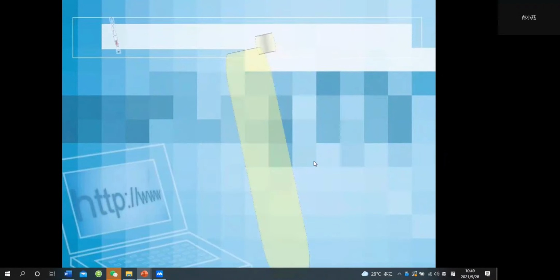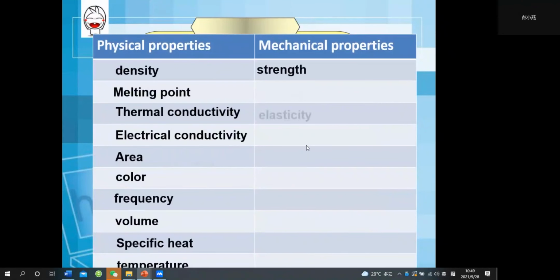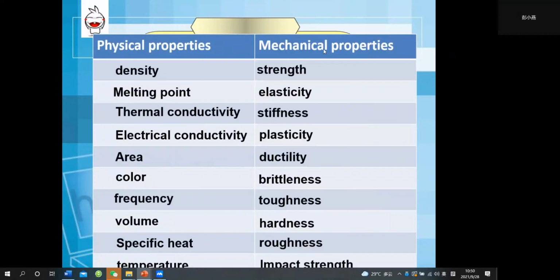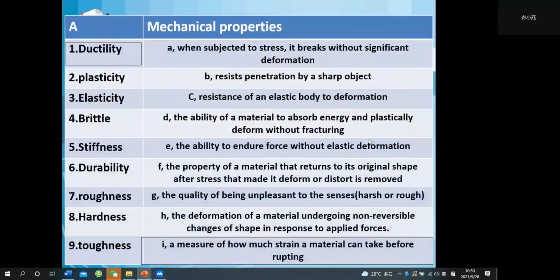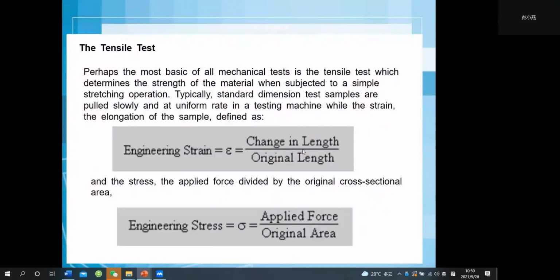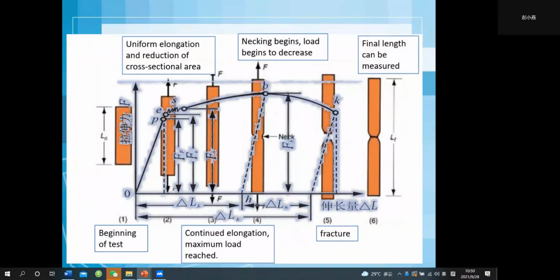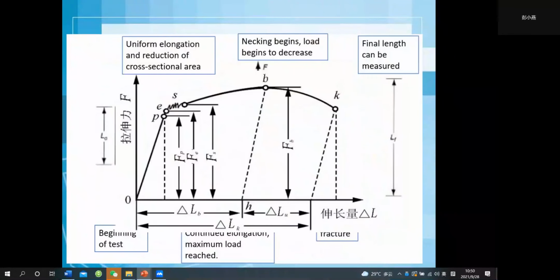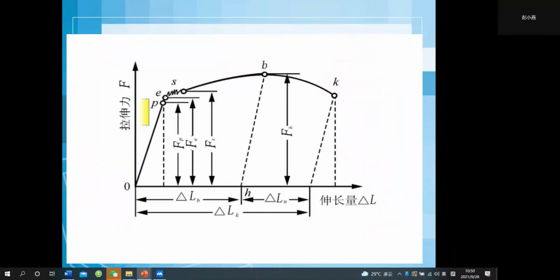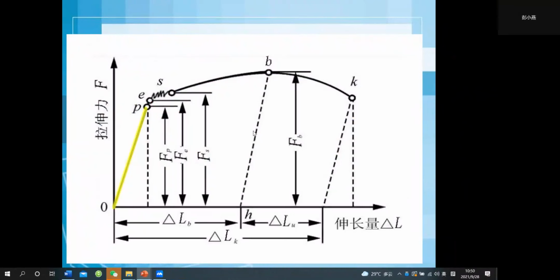And this is for the mechanical properties of metals. In this course, we focus on the mechanical properties like strength, elasticity, plasticity, ductility, hardness, and impact strength. Okay, like this. And this is for the tensile test. From the tensile test, we can obtain some important mechanical properties, like the yield stress, the tensile stress, the break stress, and we can also calculate the strain.